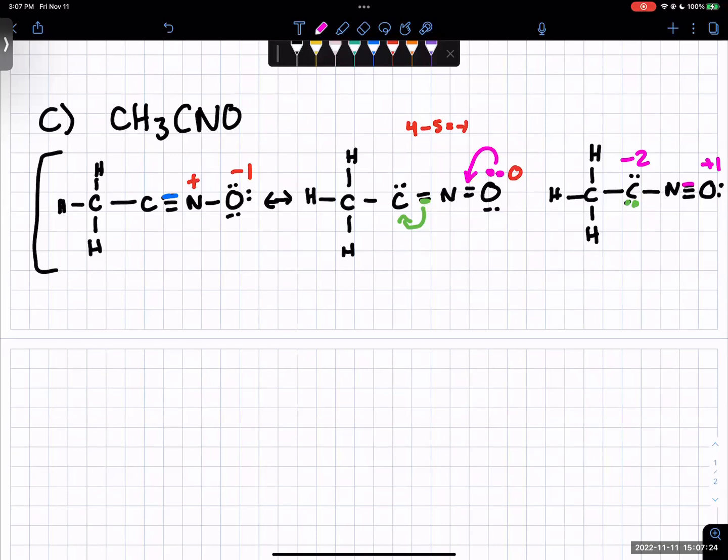Wait, have we gone over the best Lewis structure for this yet? That's the first one, right? The best one of all of these, but there's actually one you can make in which all the atoms have a 0 formal charge. Oh, yeah. You want to show them? Oh, yeah.